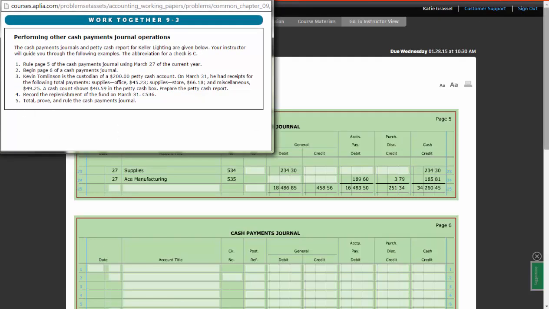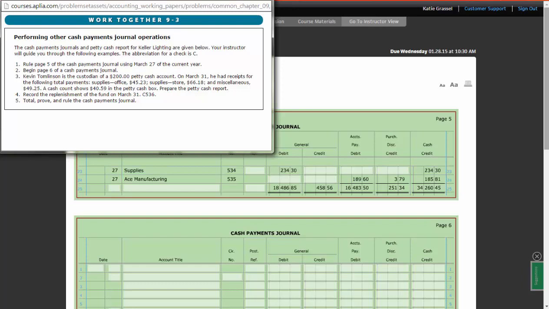It says the cash payments journal and petty cash report for Keller Lighting are given below. Your instructor will guide you through the following examples. The abbreviation for a check is C. We're going to rule page 5 of a cash payments journal using March 27th of the current year.